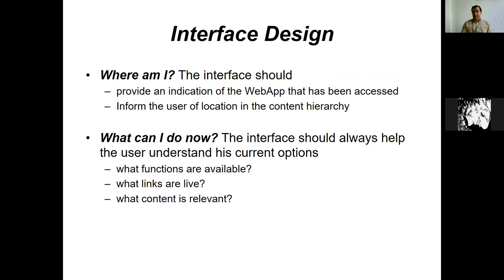Where am I? What can I do now? Okay, definitely this will be the main consideration of a user. Where am I? Interface should provide an indication of the web application that has been accessed. Inform the user of location of the content hierarchy. Okay, here only we have to show our smartness, as I already used to tell that.